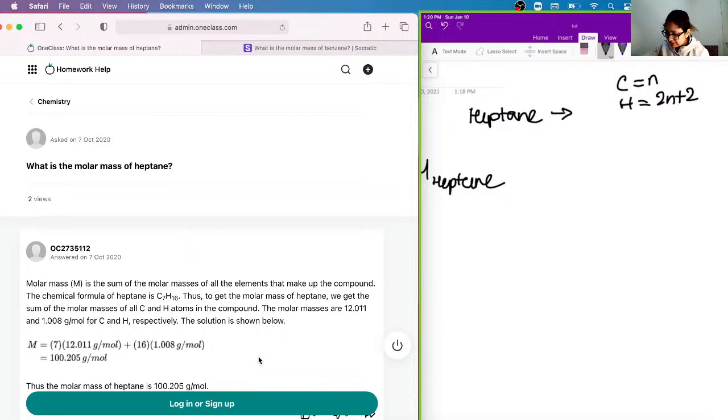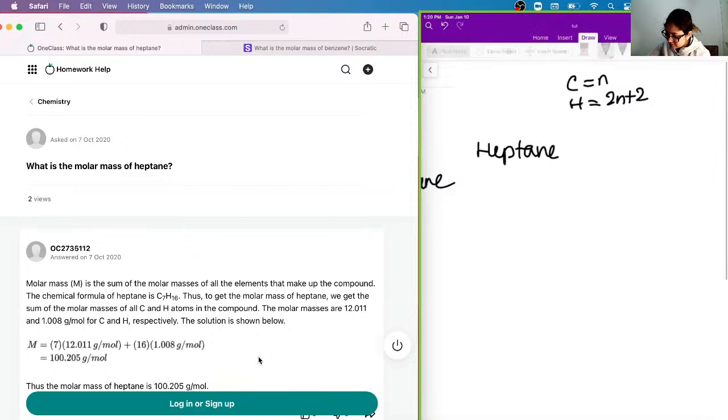And since we're talking about heptane, hep represents 7 from your Greek numbers, I think. So this means you have 7 carbons. So we can say C is equal to 7, and so H is equal to 7 times 2 plus 2, which is equal to 16, right? So the formula for heptane is C7H16.